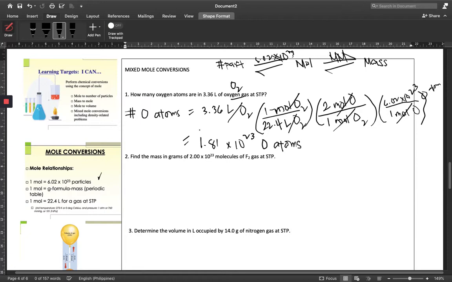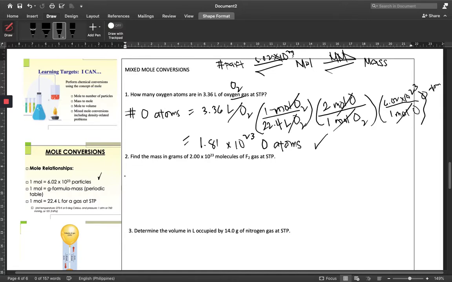Alright, so 1.81 times 10 to the 23 O atoms. Now let's try out the next example. So this is still mass. This now entails mass in grams given the number of molecules for a gas at STP. Alright, so we now have molecules, and then we find the number of grams.